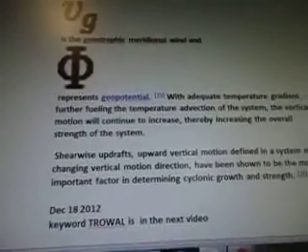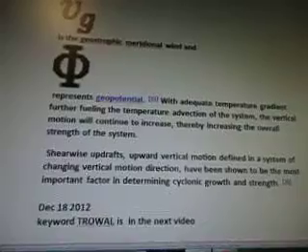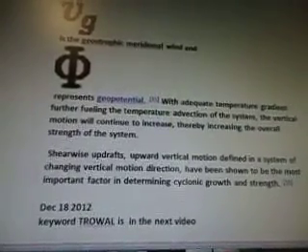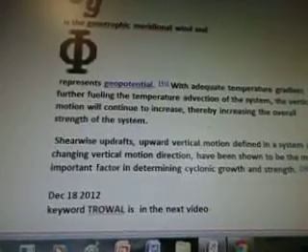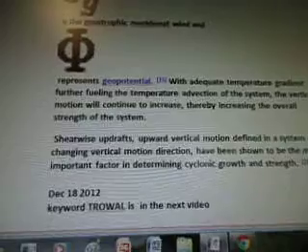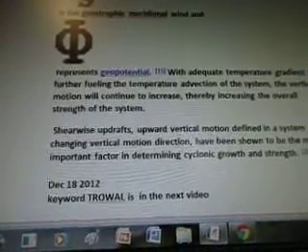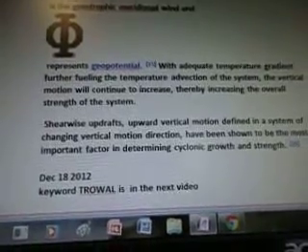With adequate temperature gradient further fueling the temperature advection of the system, the vertical motion will continue to increase, thereby increasing the overall strength of the system. Shearwise updrafts, upward vertical motion defined in the system of changing vertical motion direction, have been shown to be the most important factor in determining cyclonic growth and strength.